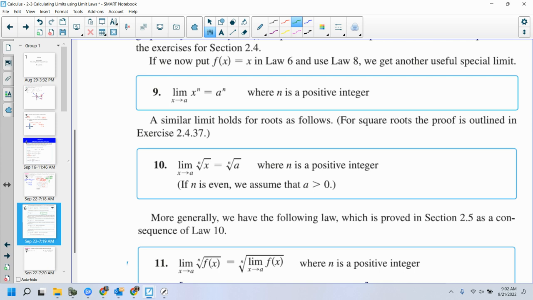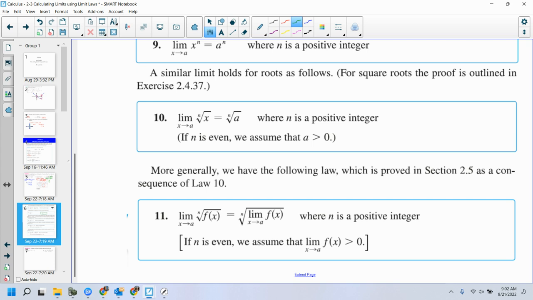I can also do the exact same thing with radicals, because in essence, aren't radicals just fractional exponents? So they kind of work the same way as exponents. If I want to take the limit as x goes to a of the nth root of x, that's just the nth root of a, as long as n is any positive integer.